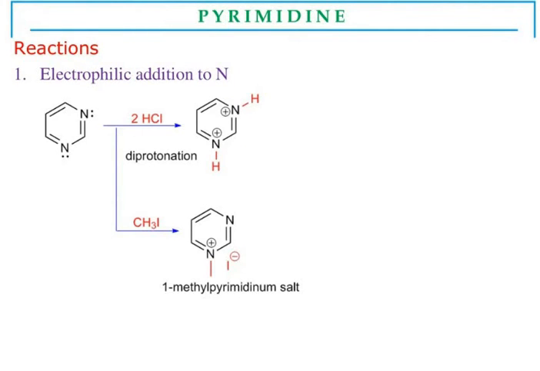Now electrophilic addition to nitrogen. You can see it reacts with HCl, and protonation occurs at both nitrogens because both are equivalent, so diprotonation. And if it reacts with methyl iodide, it gives a 1-methylpyrimidinium salt.